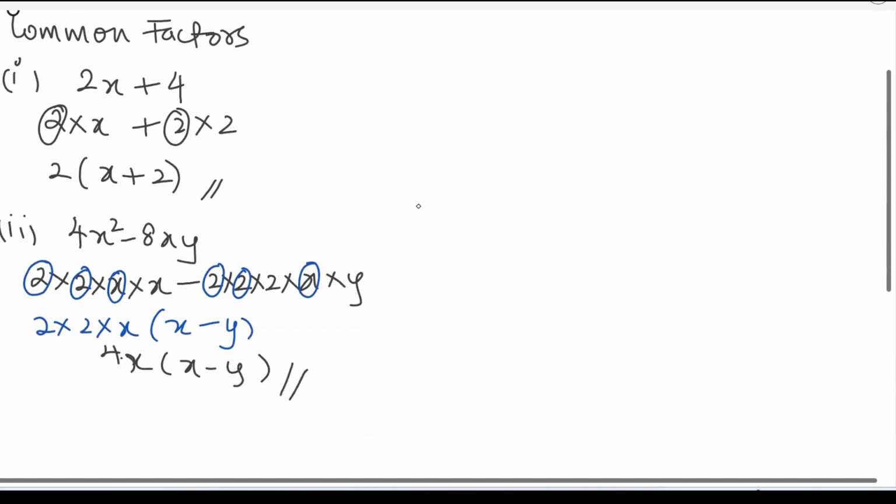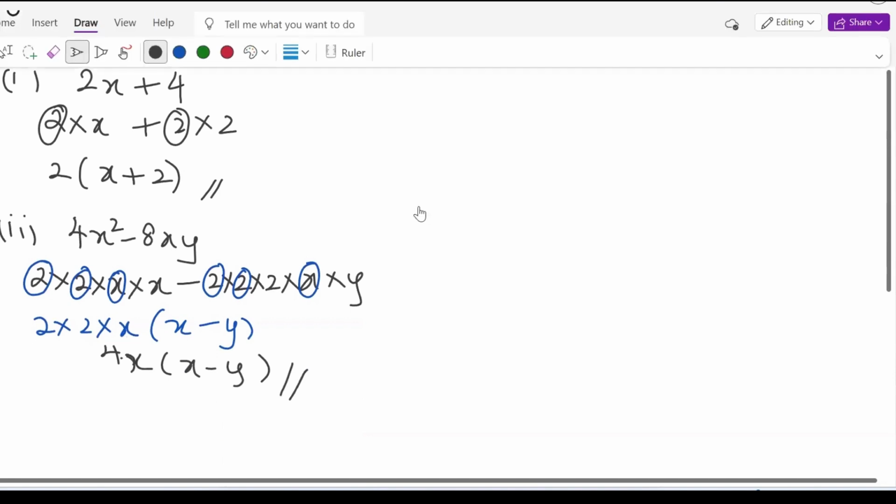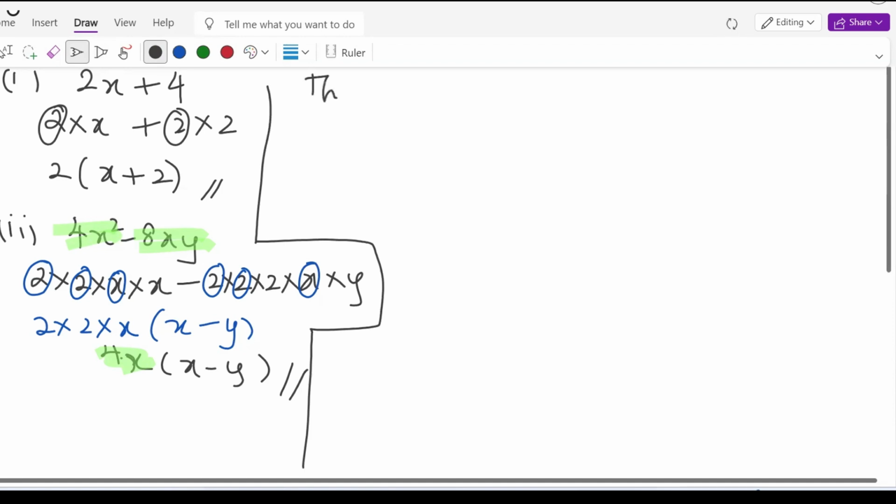So once you're clear with the concept of factorize, you can directly do it. You can observe these two terms and you will see that in these two terms, 4x is common and you can take it outside. And then the thing which remains is x minus y. So this was about the two terms. Sometimes we can find common factors in three terms. So I'm going to show you a three terms example.